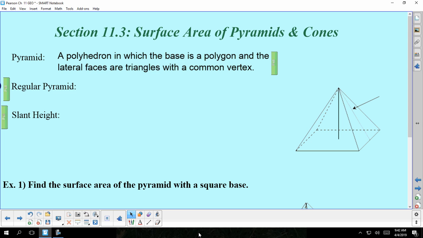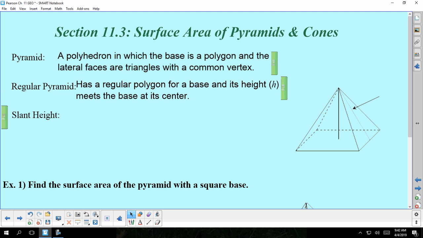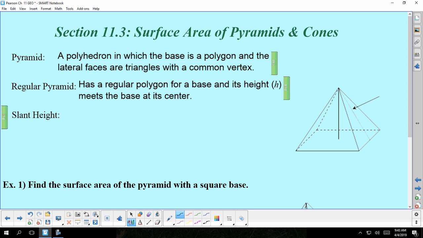All right, so a regular pyramid has a regular polygon for a base, and its height h meets at the center of the base. So in our diagram here, the center of our base, and that inside is h.